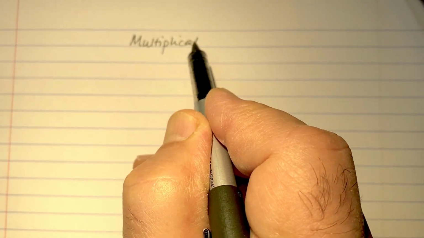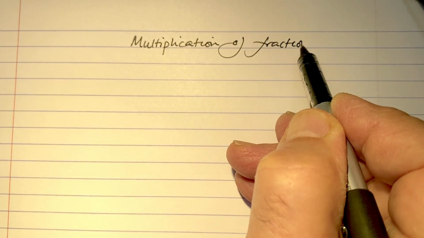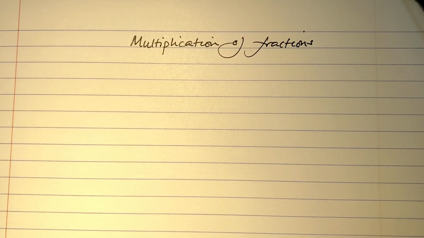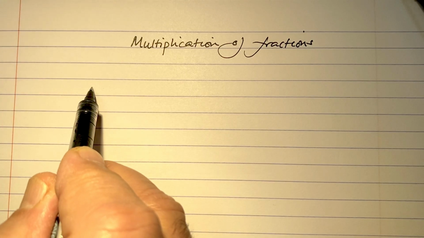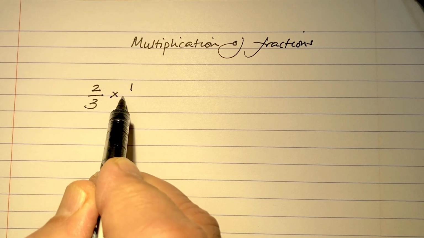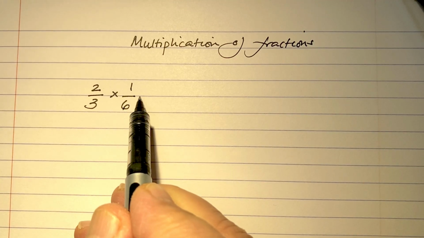This lesson is going to be about multiplication of fractions. Now, usually multiplying is harder than adding and subtracting. However, with fractions, this is exactly opposite. You can see, for example, we are multiplying 2/3, a simple fraction, by 1/6. There are no common denominators. All you have to do, you do as it says.